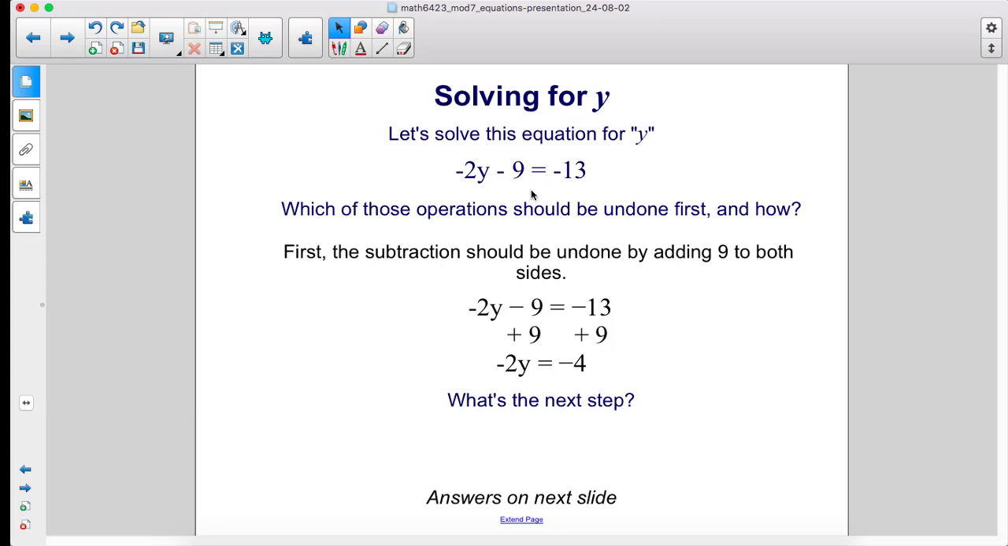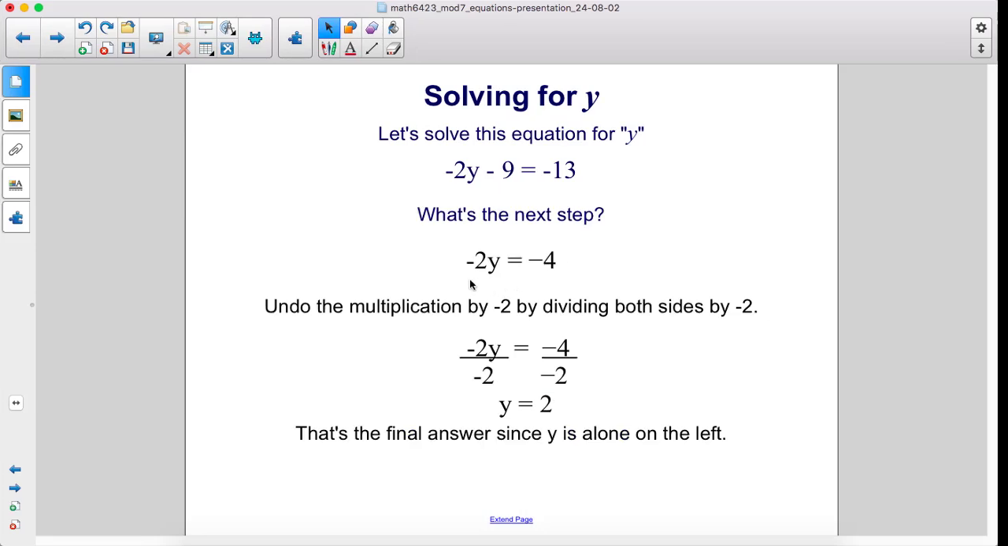First, the subtraction should be undone by adding 9 to both sides. So the 9's will cancel out on the left side, and we're going to add 9 to -13, which gives us -4. What's the next step? We will undo the multiplication by -2 by dividing both sides by -2. When we do that, the -2's cancel out on the left side, and we have -4 divided by -2, which is +2. That is the final answer, since now y is alone on the left side of the equation.